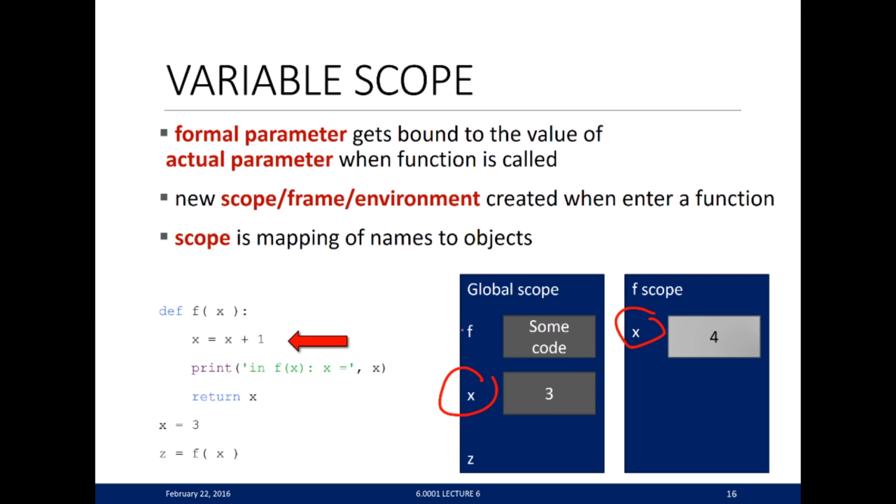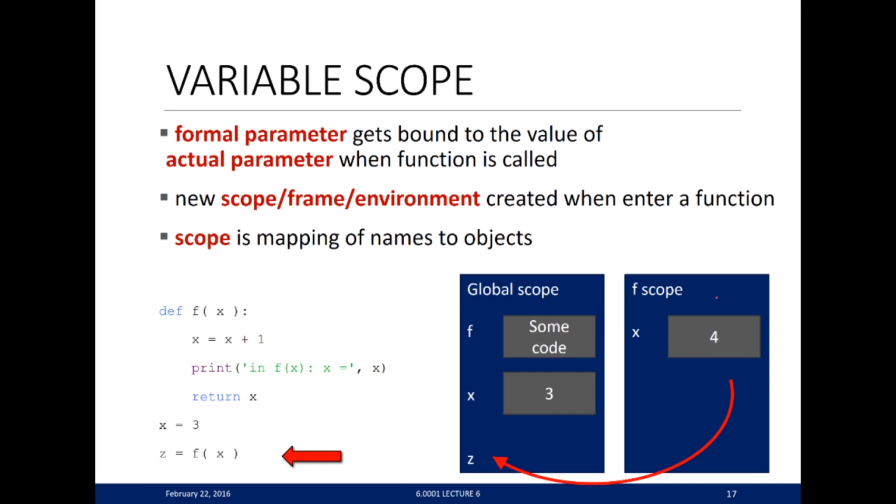That's great. Now, relative to that, I'm going to print out something, and on my computer screen you saw it said, in f of x, x is equal to, the value of x in the f scope, and that's why it printed out 4. And then what it's going to do is it's going to return x. So literally it's going to get the value of x in the f scope, which is 4, and it's going to return it to the person who asked for it.